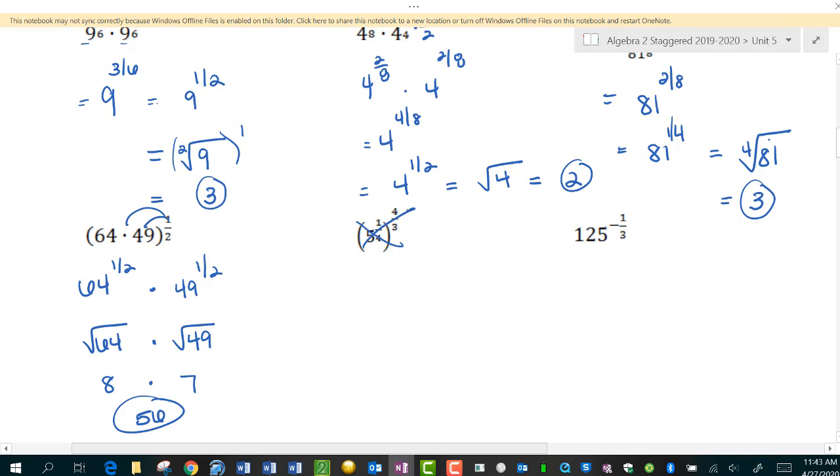I'm going to skip the next example, and I'm going to finish up with 125 to the power of -1/3. So the minute I see that negative exponent, I know that I'm going to make a fraction, and this is going to be 1 over 125 to the positive 1/3. Not 1/2, but 1/3. And then I'm going to rewrite this as a radical. So 1 over the cubed root of 125. So what number times itself 3 times gives me 125? And that would be 5. So my final answer is 1/5.